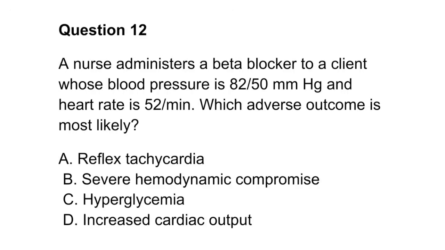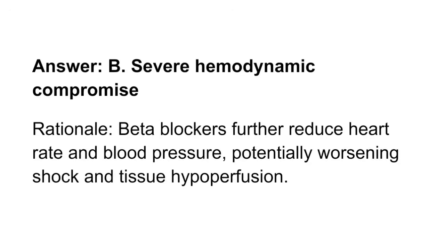Question 12. A nurse administers a beta blocker to a client whose blood pressure is 82/50 millimeters of mercury and heart rate is 52 per minute. Which adverse outcome is most likely? A. Reflex tachycardia. B. Severe hemodynamic compromise. C. Hyperglycemia. D. Increased cardiac output. Answer: B. Severe hemodynamic compromise. Rationale: Beta blockers further reduce heart rate and blood pressure, potentially worsening shock and tissue hypoperfusion.